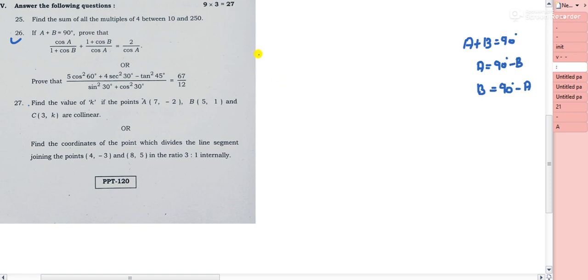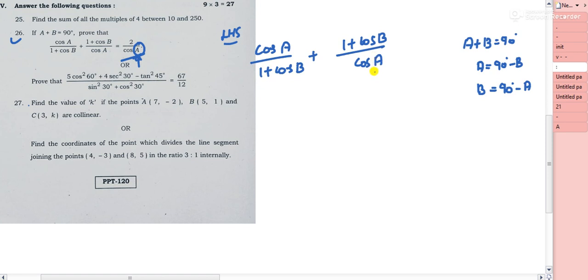Now write the given question. You have to prove that, I am taking LHS, and that should be equal to RHS, 2 by cos A. So remember, in RHS you should get angle A, cos A. Keep this in mind. Okay, the angle is A here, not B. Why I am telling this, you will come to know. Just follow it. So this is the question: 1 plus cos B, divided by cos A.